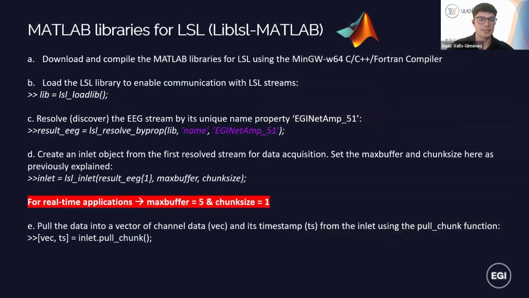So quickly to finish up, for MATLAB and LSL, here are a few lines that are crucial. In MATLAB, you will need to compile the libraries the first time, and then you can load them and find the EGI AmpServer stream. If you also want to find the DIN ones, you will have to add the marker one. Then you set the LSL inlet, and here is where you set the max buffer and the chunk size, so you will enter the 5 and 1 that I was mentioning before. From there, you use inlet pull chunk to start getting the data, and use the TS as your timestamps to be sure that you are on the real-time data.